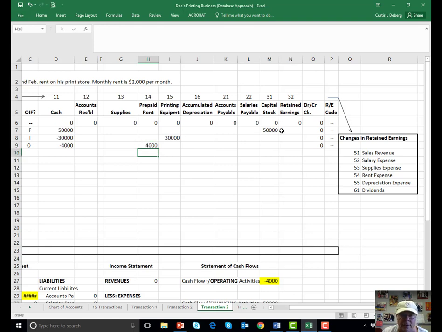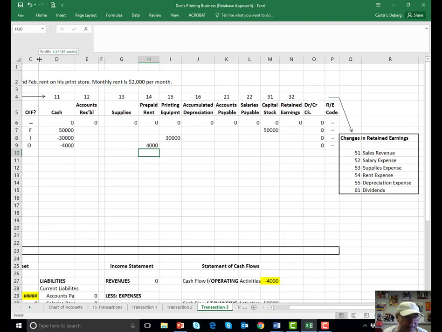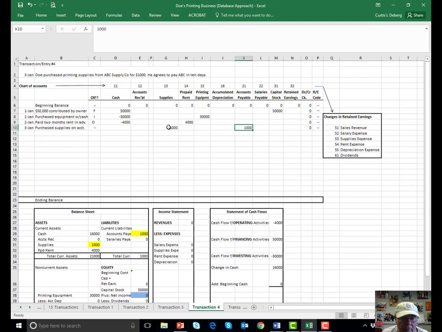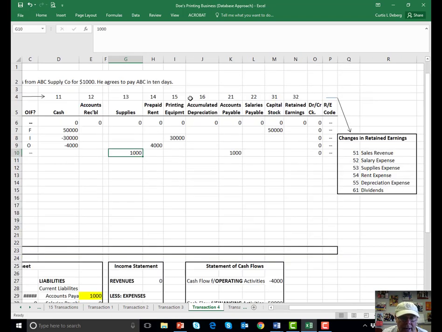All right. And of course, let's take transaction number 4 here. Let's see what happens. Let's give that a little more room. Transaction 4. We buy supplies with accounts payable. Debit supplies if we use 2 columns. Credit accounts payable if we use 2 columns. But here, increase the left, increase the right.